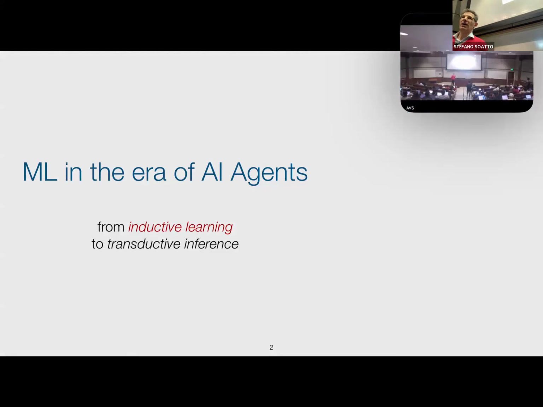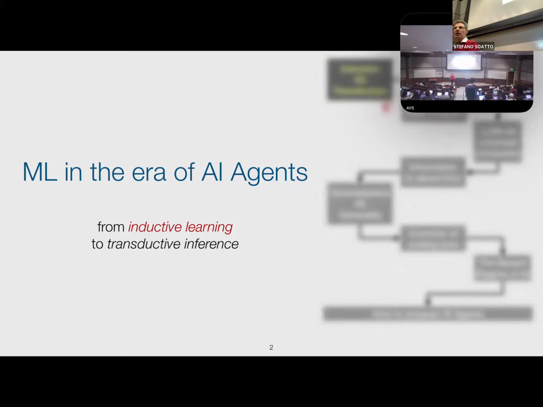Machine learning has changed in the area of AI agents, and has changed from what we used to teach primarily in machine learning courses, which is induction, to a form of inference that we call transductive. And I'll say what that means in a second.